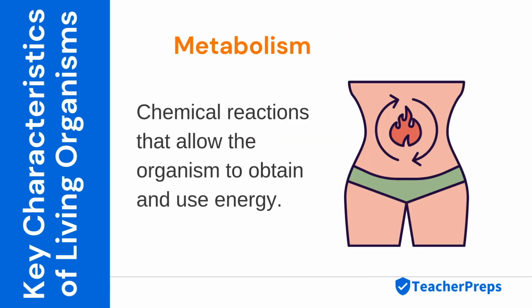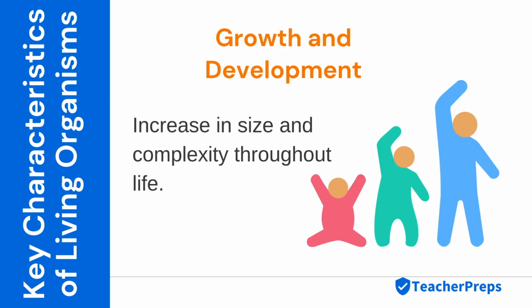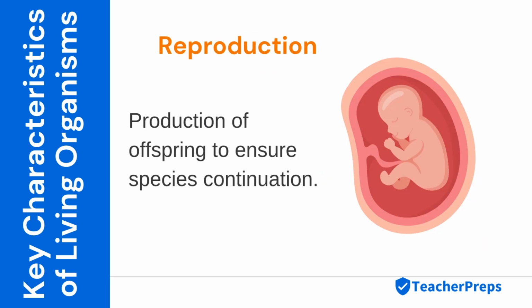Moving on to metabolism, which are chemical reactions that allow the organism to obtain and use energy. Growth and development is the increase in size and complexity throughout the organism or the animal's life. We also have reproduction, which is the production of offspring to ensure species continues.